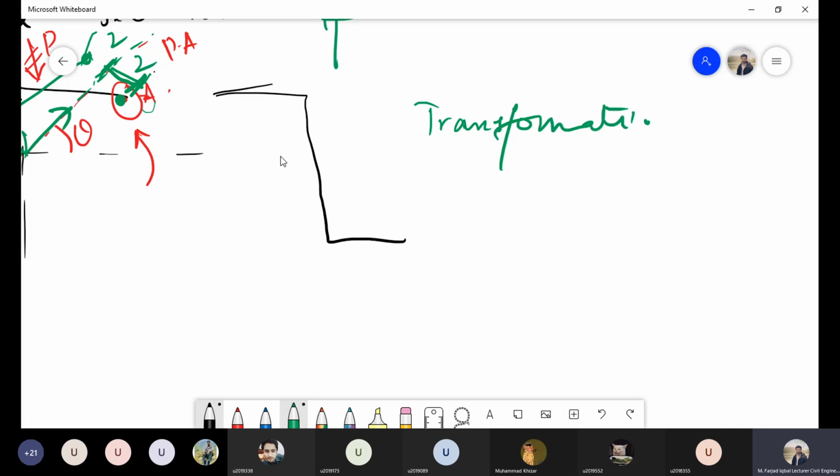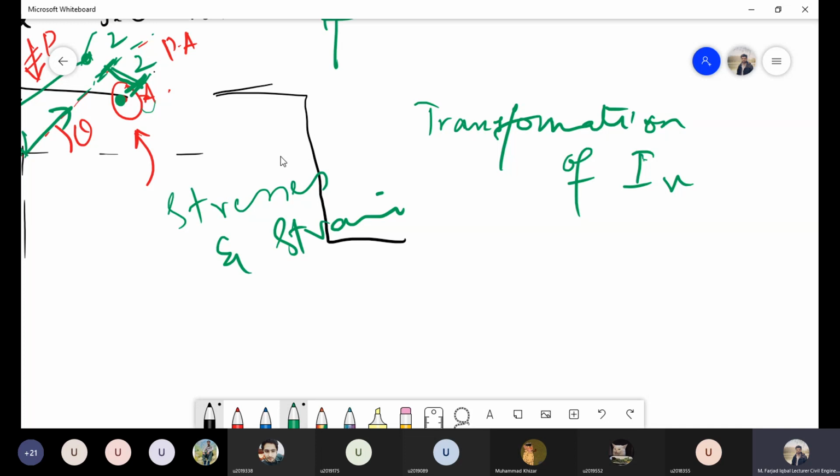There is a whole theory of transformation of moment of inertia. Now in this concept, just like we did for the transformation of stresses and strains, what we were doing is that we knew the stresses on a particular axis, and then we would apply certain equations. For example, for sigma x, there was (sigma x plus sigma y)/2 plus (sigma x minus sigma y)/2 times sine 2 theta, and so on. So we would apply this equation and calculate the stress at any inclined axis.